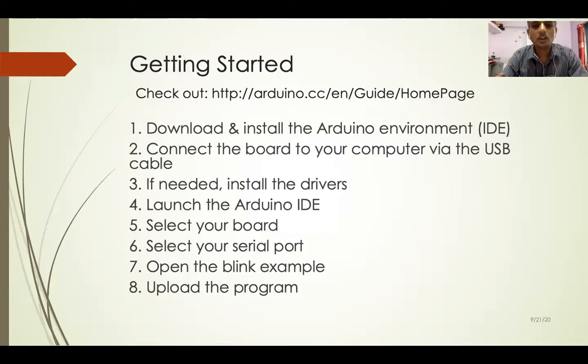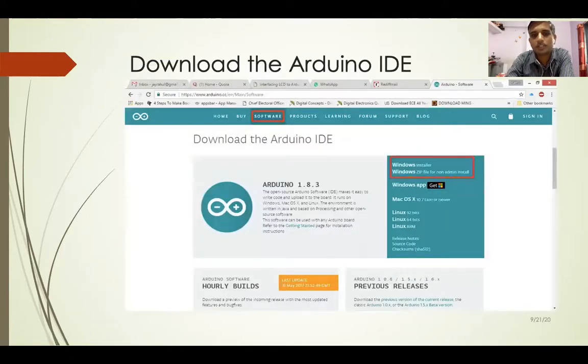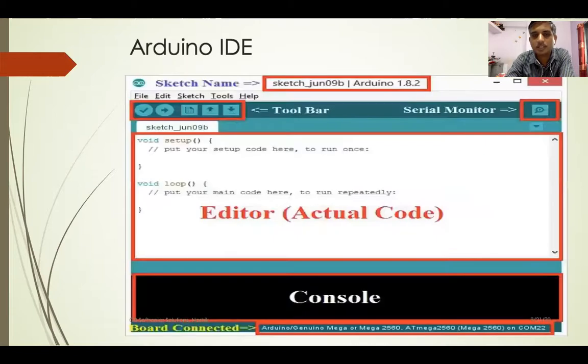Next, open the blink example or write it by yourself, and then upload the program. Whatever program you are writing, you have to upload it. So these are the steps that you have to carry out for the first program. This is the same thing that we have done.